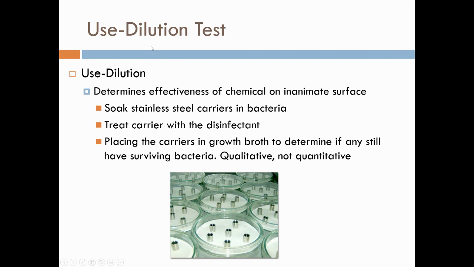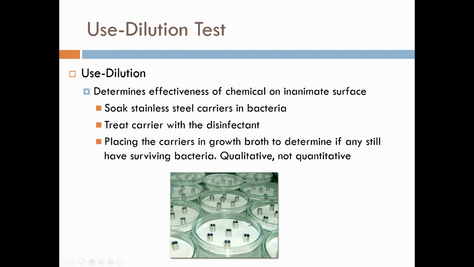I have a use dilution test. And what a use dilution test is used for is to determine the effectiveness of a compound in preventing growth or inhibiting growth on inanimate surfaces. So what I'd do is I would soak these stainless steel cylinders in bacteria. So all of these have been soaked in bacteria, so I know there are bacteria on them. And then I would treat the carriers. I would treat these with a disinfectant.